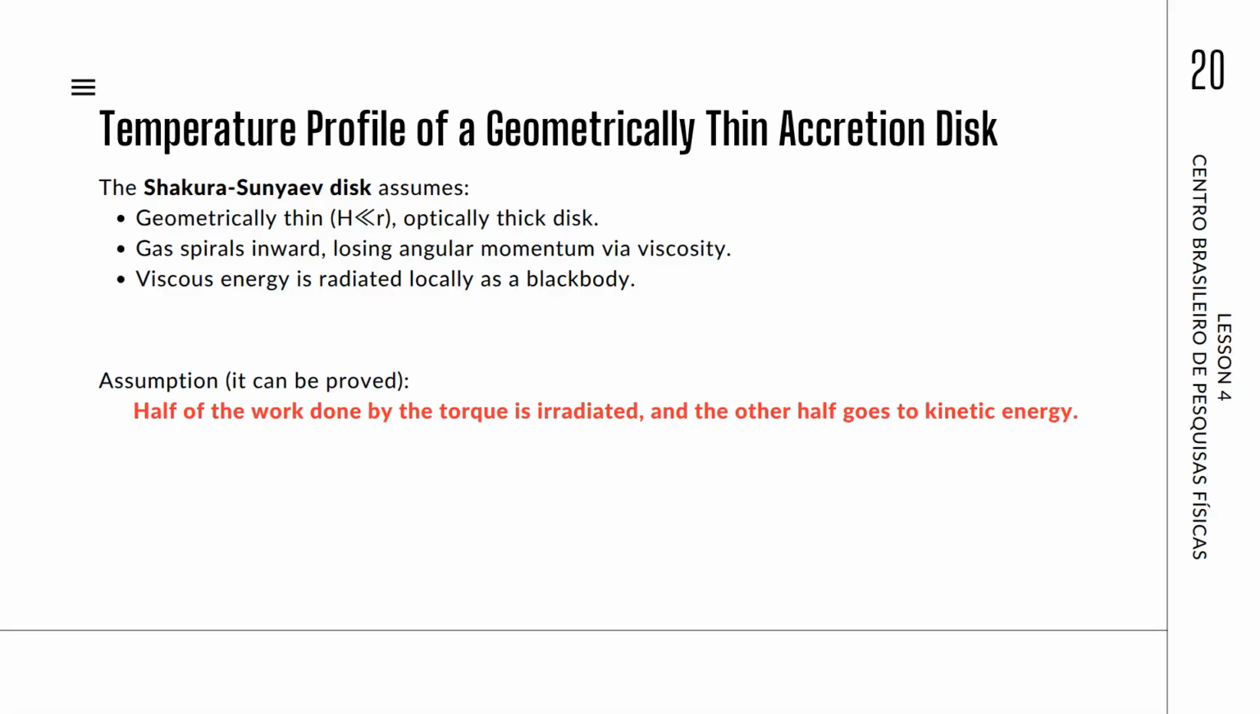Okay. This will become interesting. Let me see. Okay, we have time. The temperature profile of a geometrically thin accretion disk. Where is the disk hotter? At which point it's hotter? Is it close to the black hole? Far away from the black hole? Closer to the black hole?